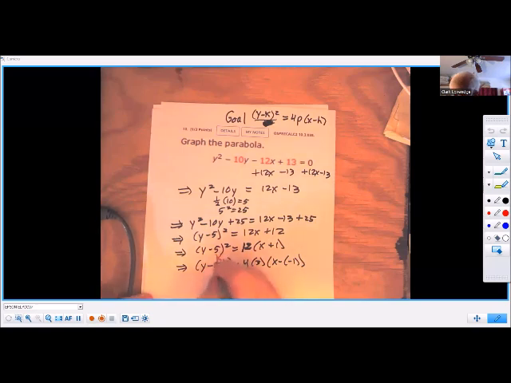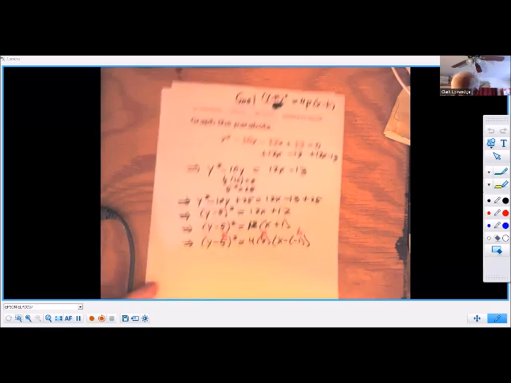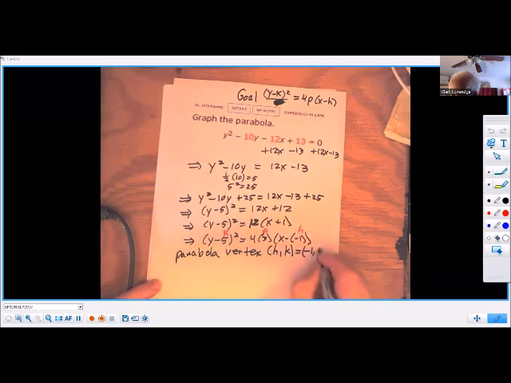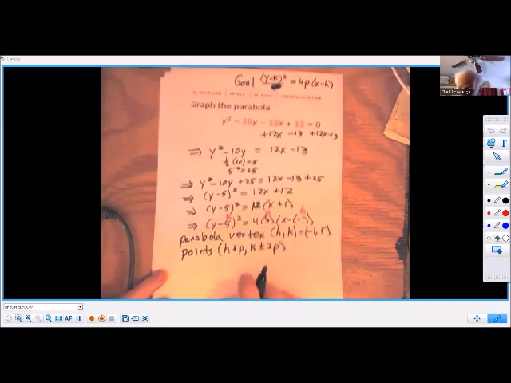k is 5, p is 3, h is negative 1. So this is a parabola. The vertex (h, k) would be negative 1 comma 5. And we have other points: (h plus p, k plus or minus 2p) will also be points on the parabola.